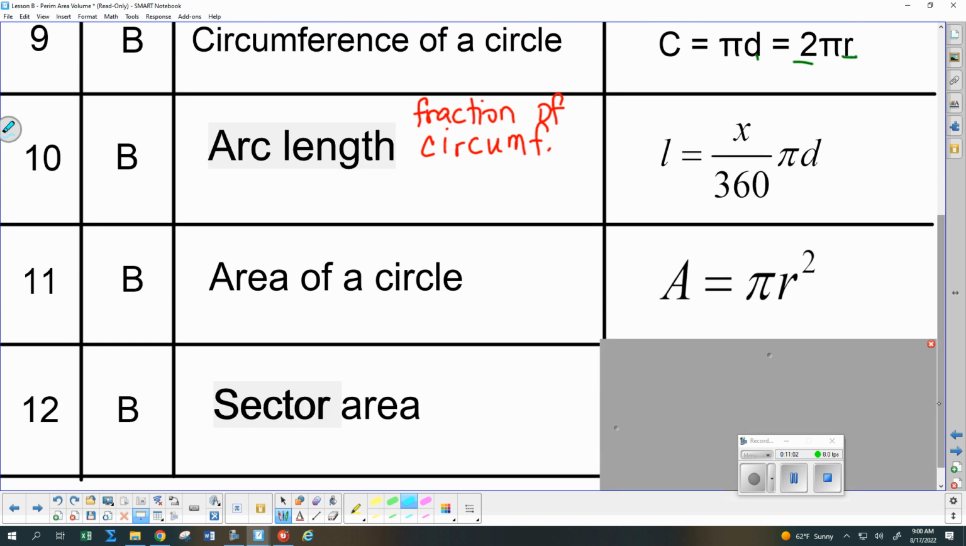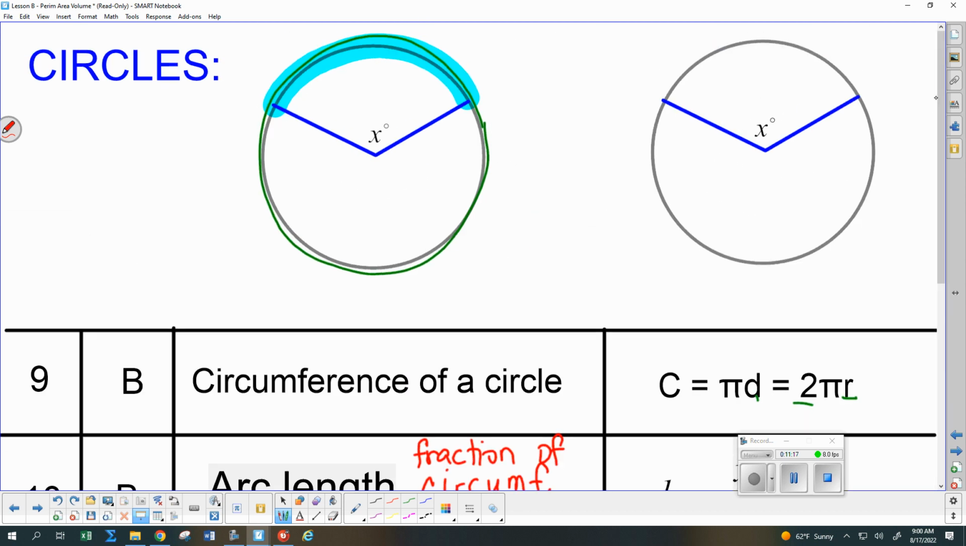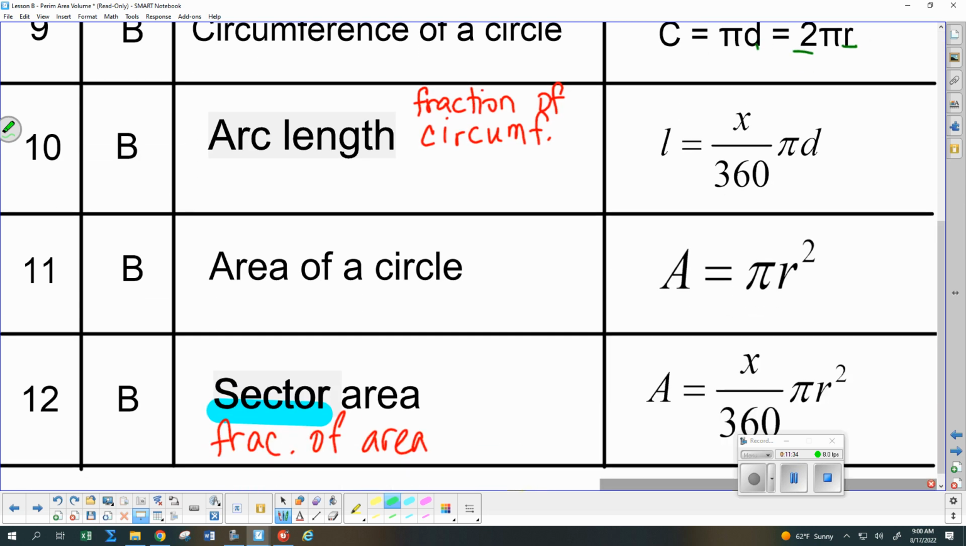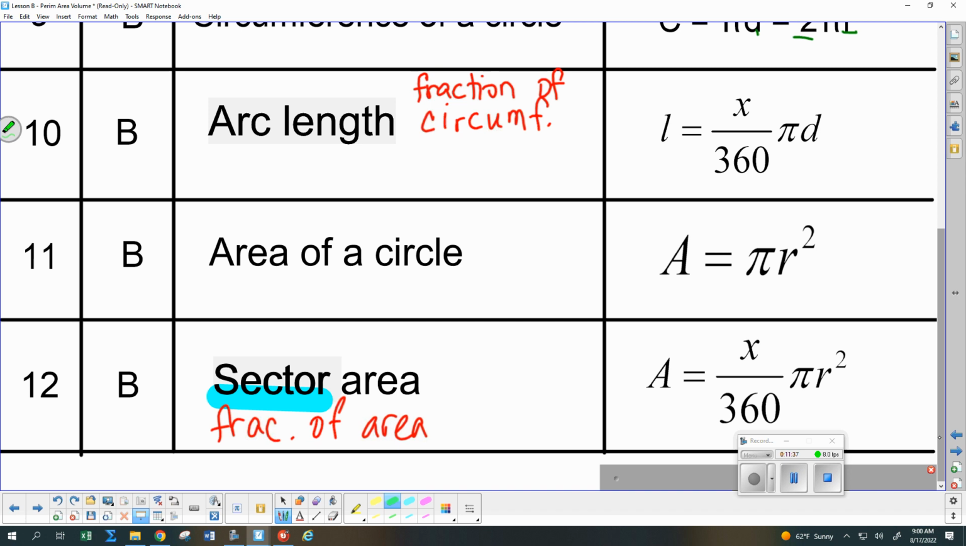A sector is a fraction of the area. So if I go back to my picture, it would be, if I just wanted to paint in that part, how much paint would it take? So fraction of the area is going to be fraction times the area formula. So just like we had before, x over 360 for the fraction, times, in this case, our formula is pi r squared.